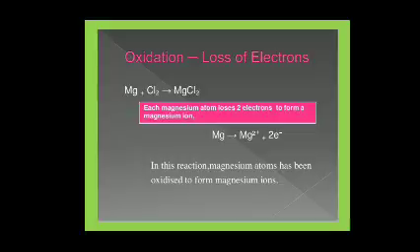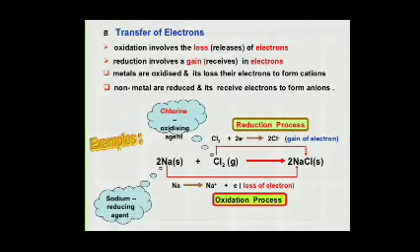Oxidation is nothing but loss of electrons. Here is the reaction Mg plus Cl2 gives MgCl2. Each magnesium atom loses 2 electrons to form a magnesium ion. Mg gives Mg2+ plus 2 electrons. In this reaction, the magnesium atom has been oxidized to form a magnesium ion. This is transfer of electrons between atoms.